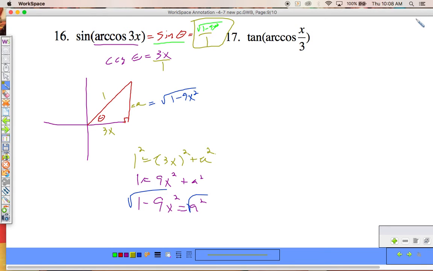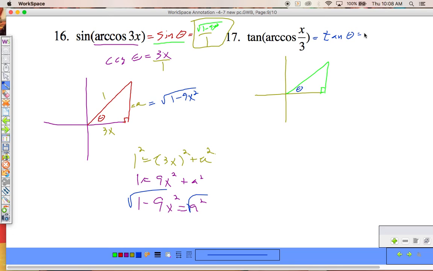All right, last one, the tangent of the arc cosine of x over 3. We will draw these in the first quadrant. All right, pause it if you want to, or follow with me. My triangle, again, I'm drawing the first quadrant. So this is my theta. So in the end, I'm going to take the tangent of theta.